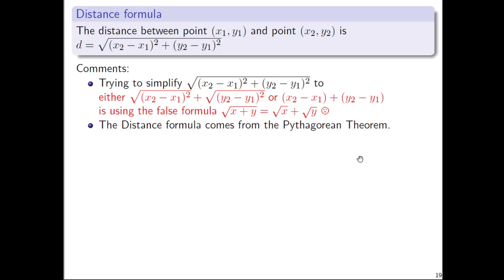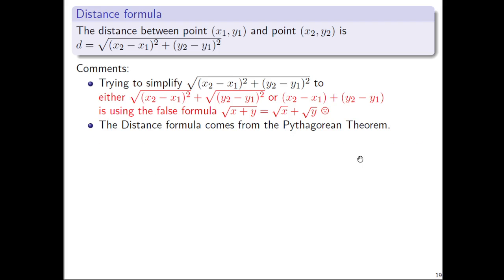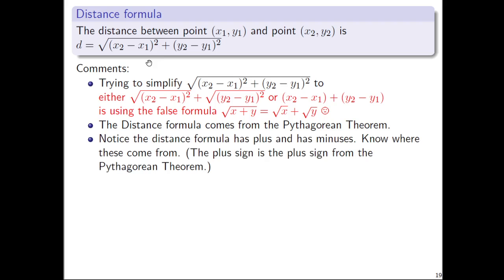Just keep in mind the distance formula comes from the Pythagorean theorem. Knowing that will help with remembering the pieces of it, because it does look funky, right? So take a look. The distance formula has a plus sign, and it has 2 minus signs. Know where everything comes from.